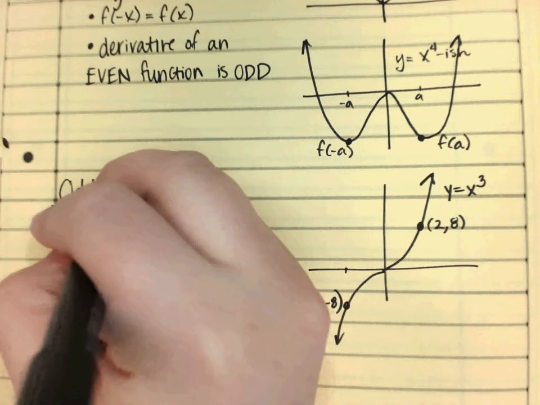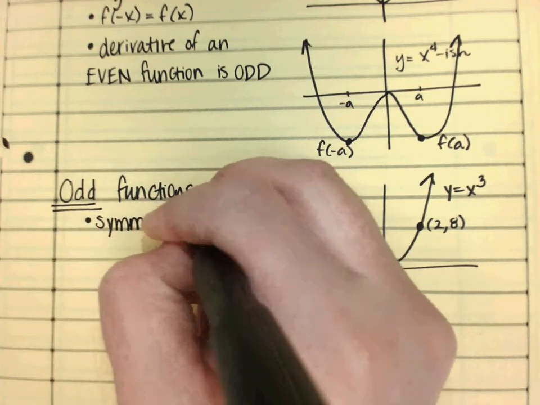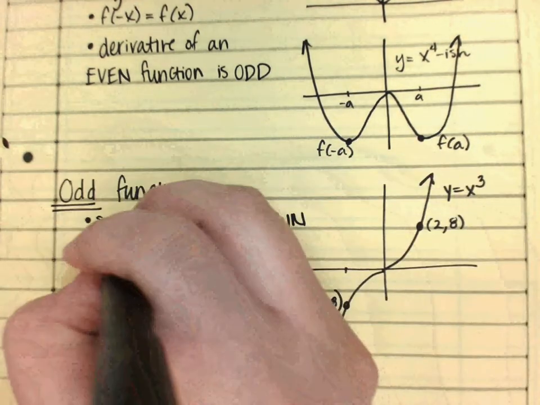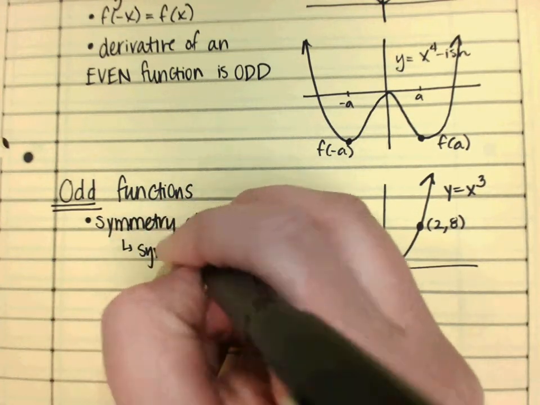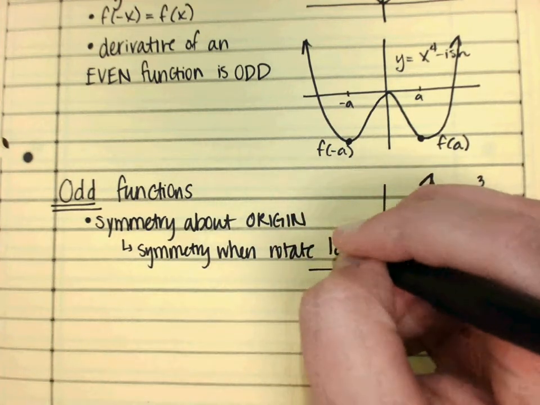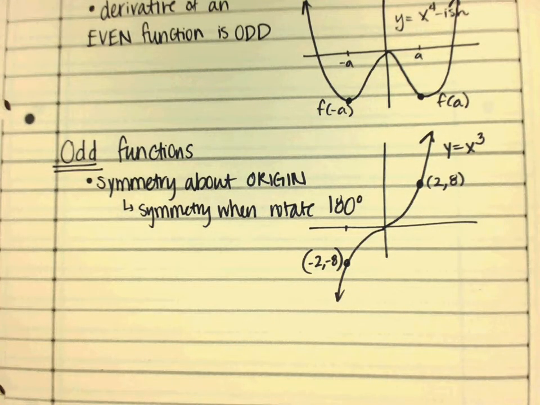So I'm going to put, there is a symmetry about the origin, and then I'm going to put underneath that, that's a symmetry when you rotate 180 degrees. Okay, so the technical way of saying that is it's symmetric about the origin, but a lot of times that seems weird. So I just think about if I rotate it 180, if it's the same, it must have been odd.